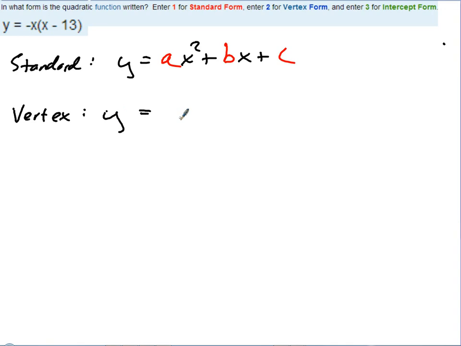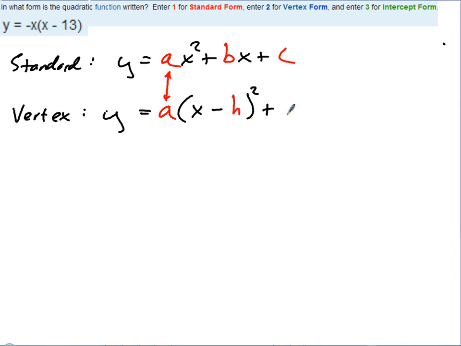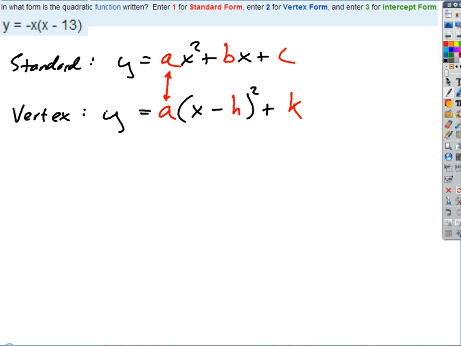Now we had vertex form. y equals A parentheses x minus h quantity squared plus k. Okay, so we plug in the numbers here. We have the same A as before, right? H and K represent the x and y coordinates of the vertex, right? A is just telling us, does the thing open up or down?